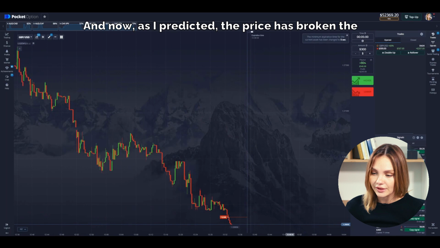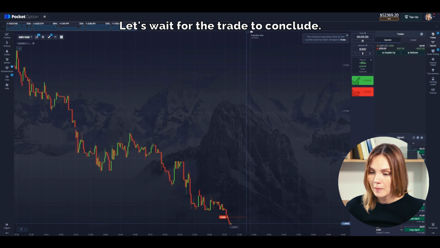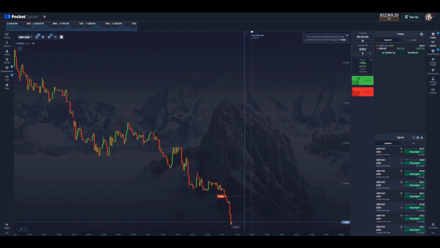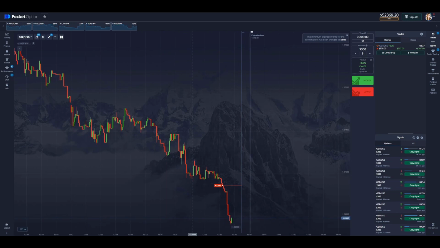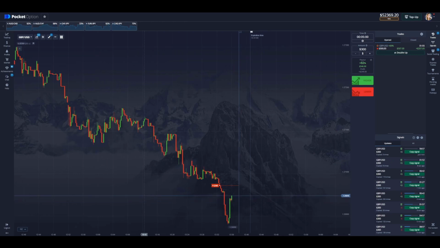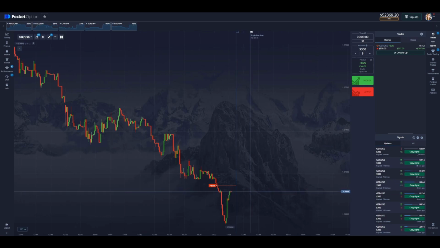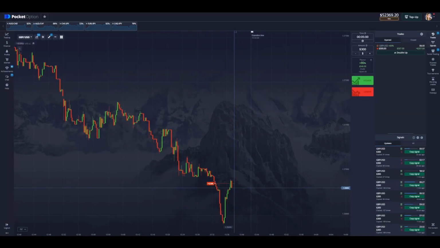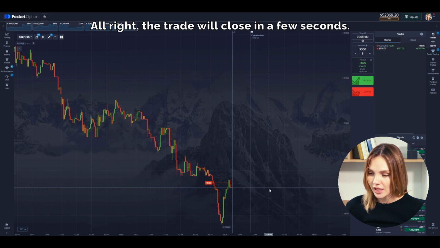And now, as I predicted, the price has broken the support level and started to fall. Let's wait for the trade to conclude. Alright, the trade will close in a few seconds.